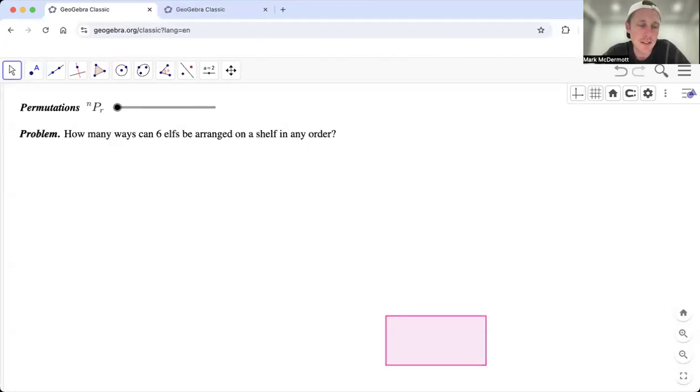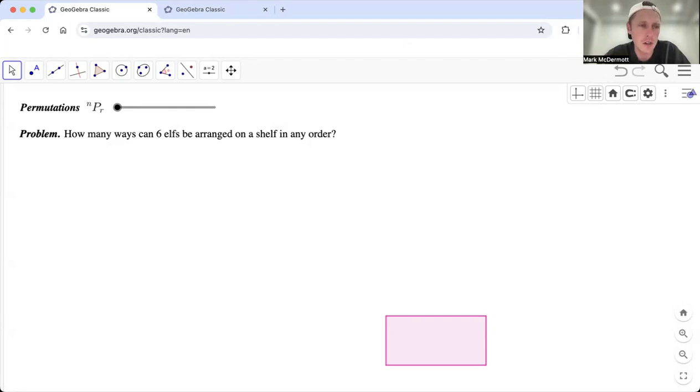Right, so we're looking at permutations. Permutations is kind of another word for arrangement. So we're starting to think about how we can arrange things. How many ways can we arrange things? I think the best way to explain this concept is with a problem, to see why we need the concept at all.